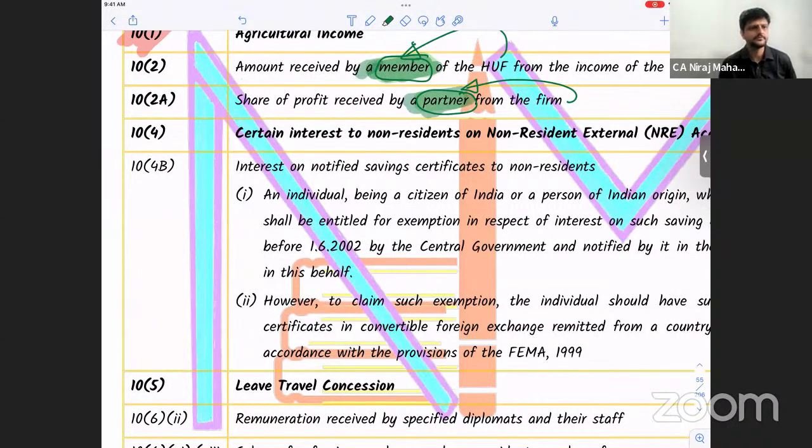Why is it exempt? Very good, Mansi. There is no mention of agribusiness in 10.2 and 10.2A at all, Nitin. Agri was mentioned in 10.1. Finish.